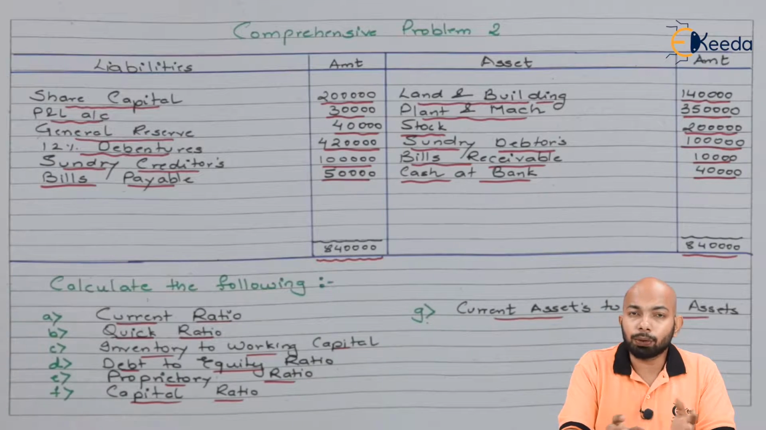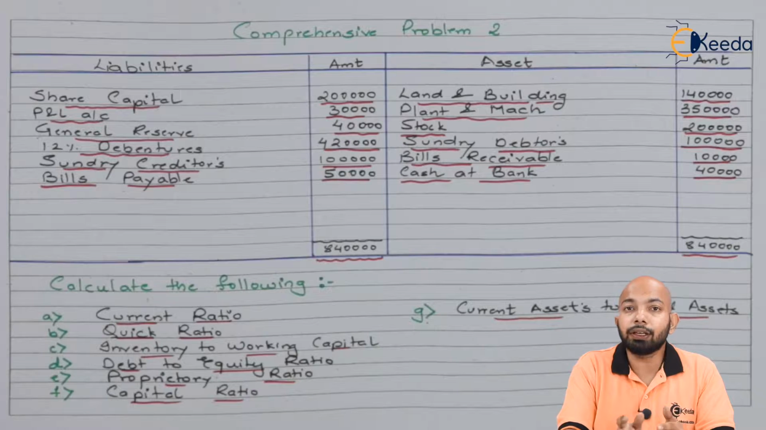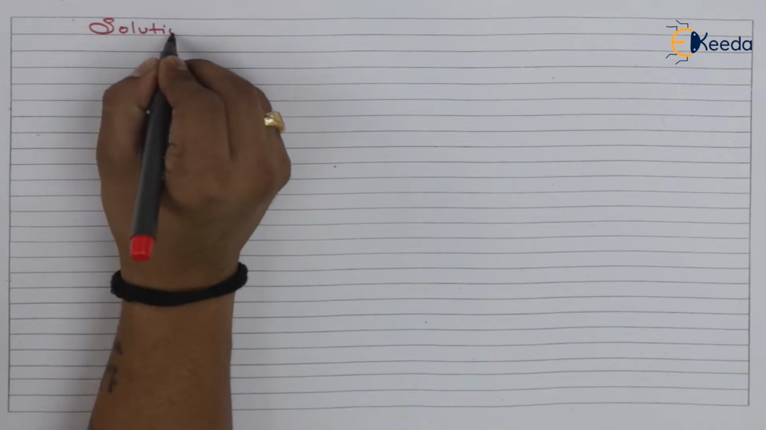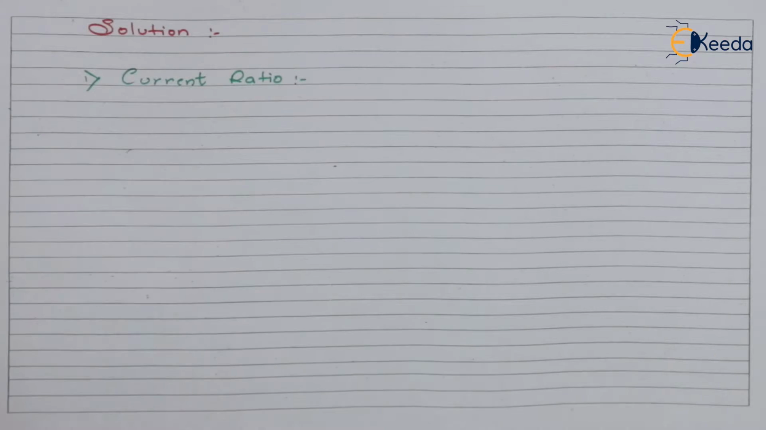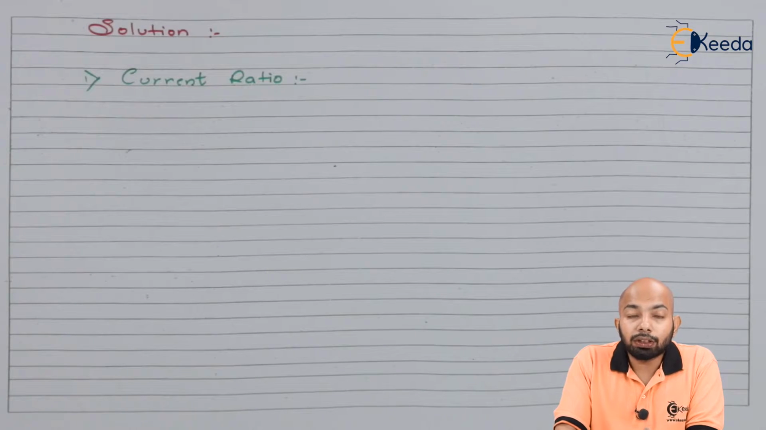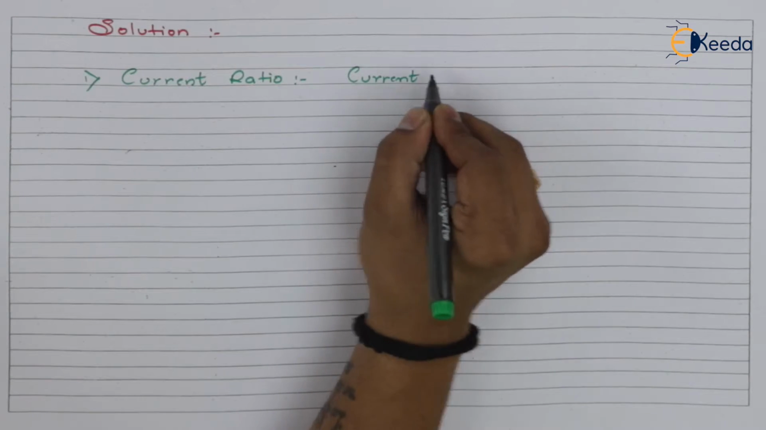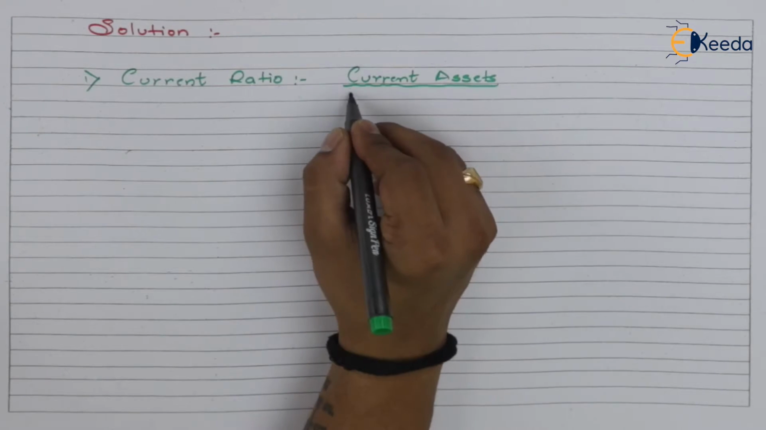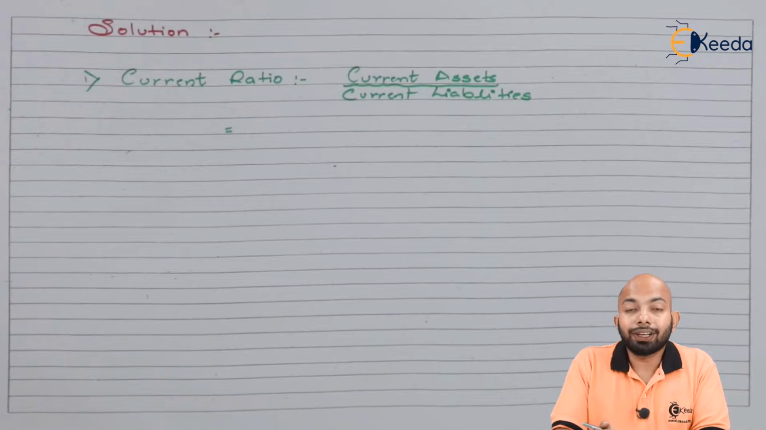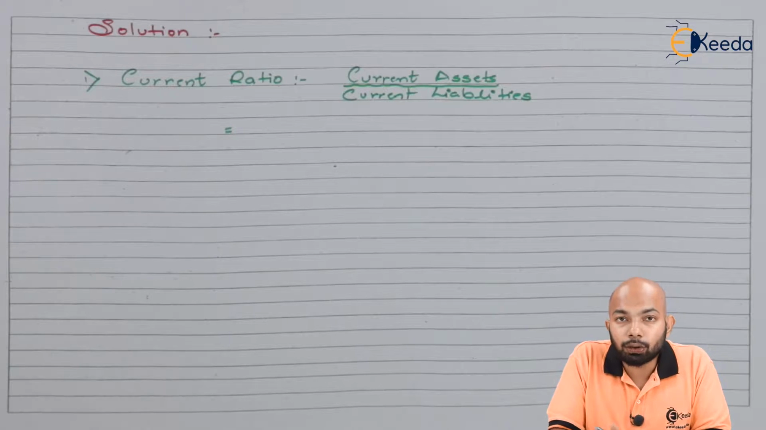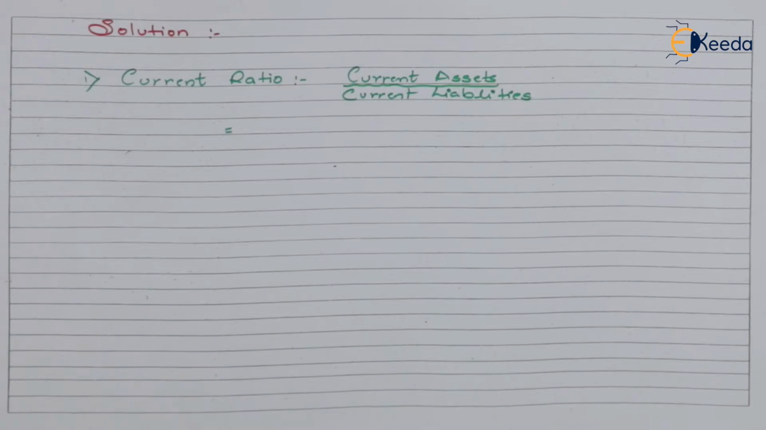The current and the quick ratio will be simple for you. The next few will be new for your course. So let's start with the current and quick ratio first. To describe the current ratio, the formula is current assets upon current liabilities. So let's take the total of current assets and the total of current liabilities.